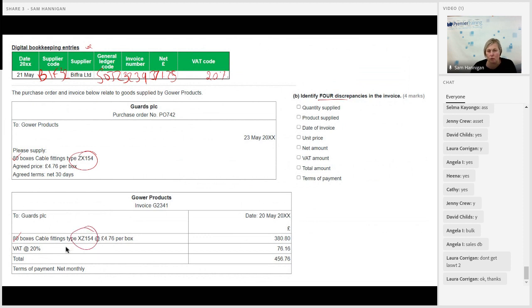So we know that's wrong. Okay. Date, invoice, right? Well, no, because purchase order, 23rd of May, you can't invoice before you get a purchase order. So just take your time with it. It's so simple. You're just checking documents. And that really should be an easy 10-mark question for you all to get.